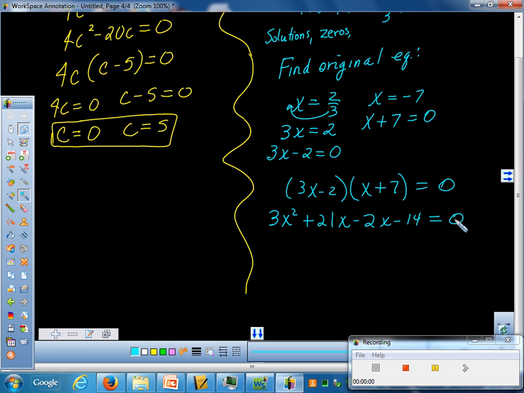Now, why am I putting the equal 0 on it? It said find the original equation. If it's an equation, it has to have an equal sign in it. Because we could have just FOILed it together and said, oh yeah, it's 3x squared plus 19x, sorry, got to add, minus 14. That would be the quadratic, but it's not an equation unless it has an equal sign. So therefore, you must have the equal 0 on it to make it an actual equation.